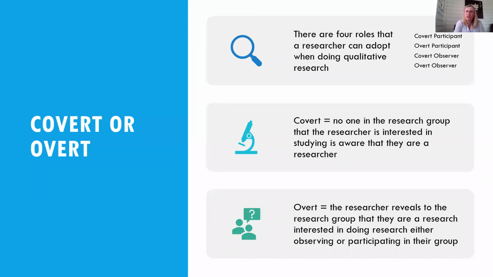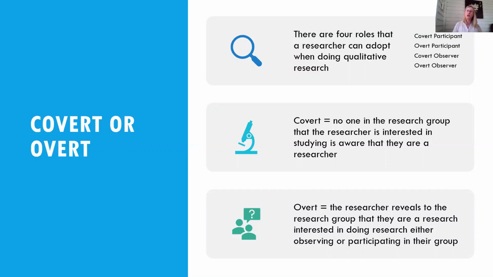Now, when a researcher goes into the field, there are 4 different roles that we can adopt. We can be a participant or an observer, and we can adopt a covert role or an overt role. Covert would mean that nobody in the research group knows that the researcher is studying. They think that the person is just there, and we can consider this undercover. So you're kind of going undercover within a research group or disguising the fact that you're doing research.